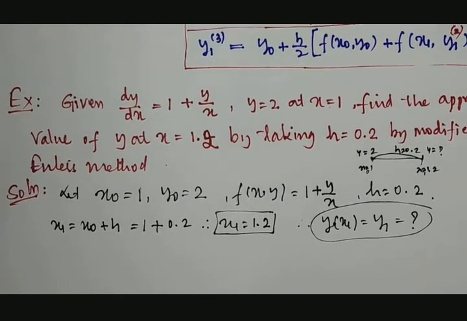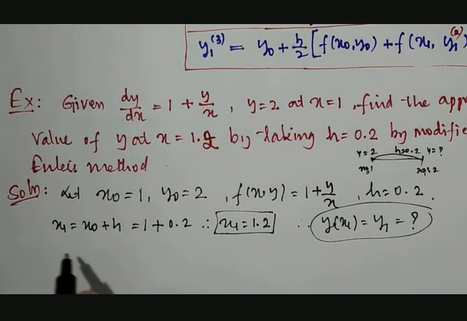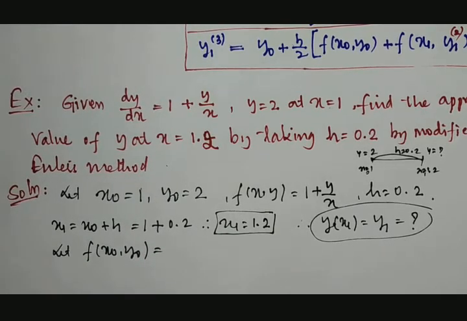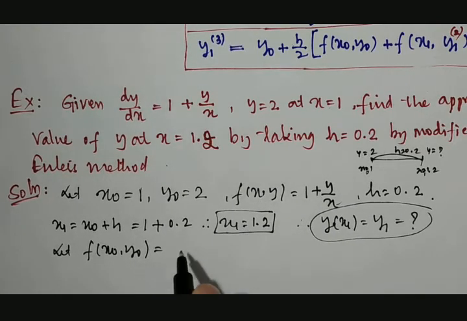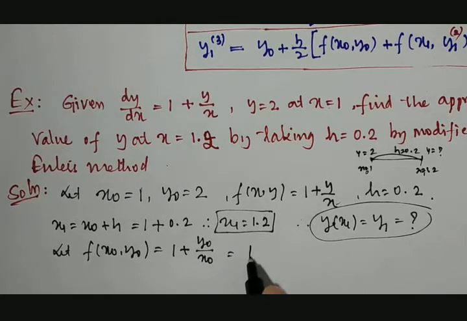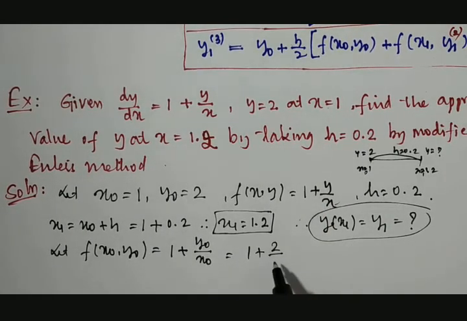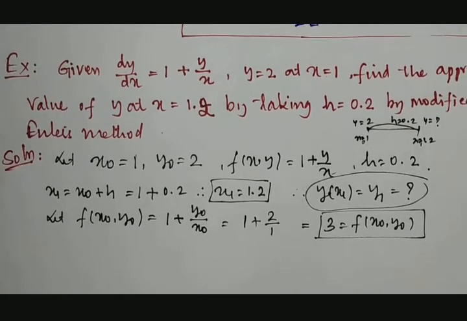In the formulae, commonly it is seen that f of x0, y0 is very important. Therefore, first I'll take that. Let f of x0 comma y0 be f of x comma y, which is 1 plus y by x. So this is 1 plus y0 by x0. What is the value of y0? y0 is equal to 2, divided by x0 which is 1. Therefore it is 3, meaning f of x0 comma y0 is equal to 3. So this is the basic preparation.